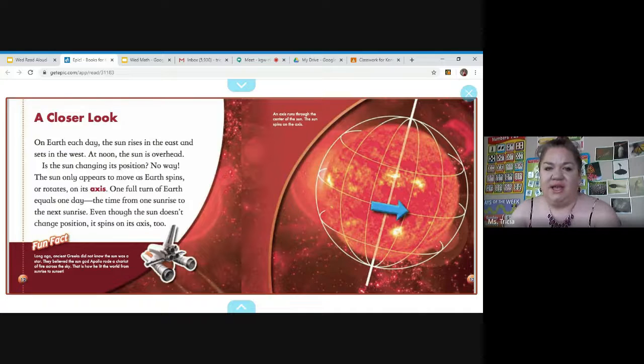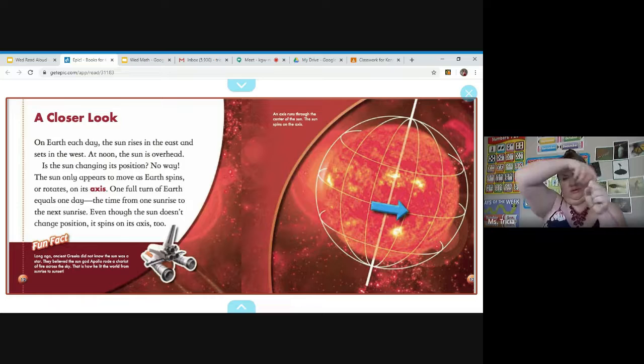At noon, the sun is overhead. Is the sun changing its position? No way. The sun only appears to move as Earth spins. So here's the sun and the Earth is going around it. But as the Earth is going around it, the Earth is also spinning.